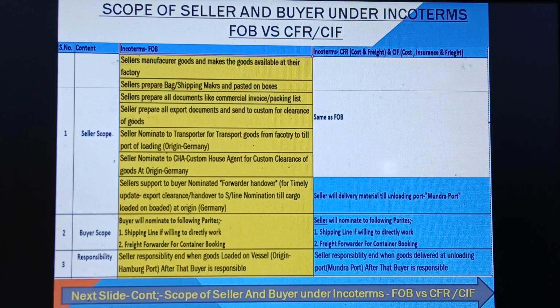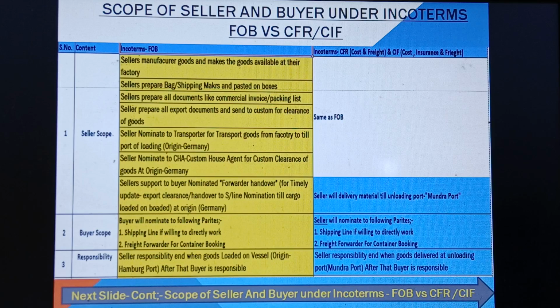In Incoterms CFR and CIF, the seller will nominate the following parties, not the buyer. In this case, the seller is fully responsible for nominating shipping lines if willing to work directly, and a freight forwarder for container booking. Third, responsibility. In FOB, the seller is responsible until goods are loaded on the vessel at origin Hamburg port. After that, the buyer is responsible. In CFR and CIF, the seller is responsible until goods are delivered at the unloading point, Mundra port. After that, the buyer is responsible.